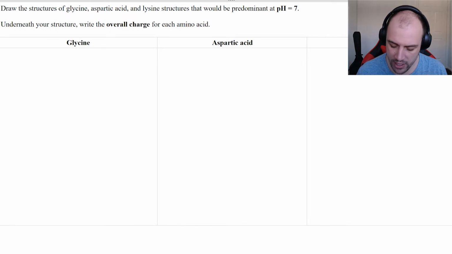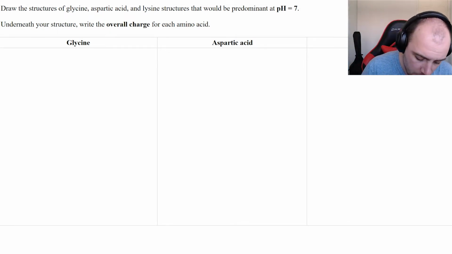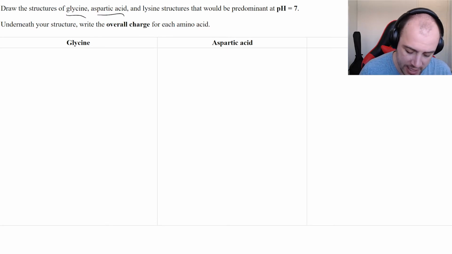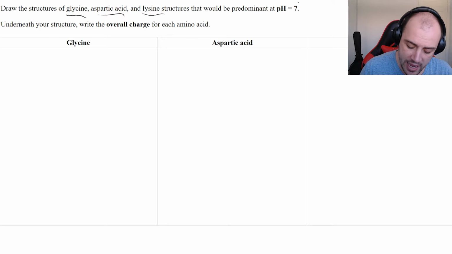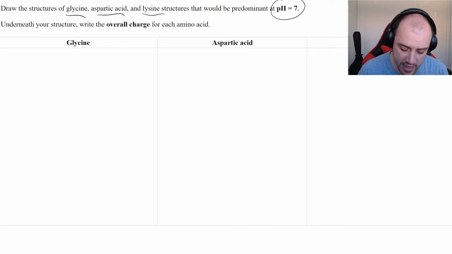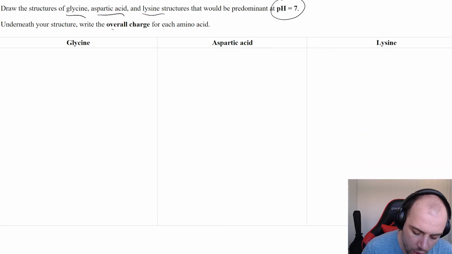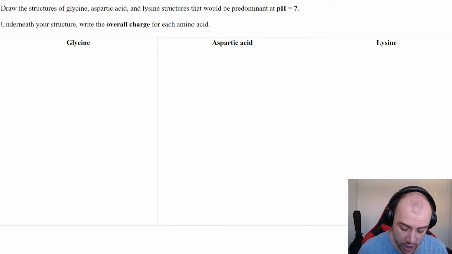So if we have a look down here at our first question, it's saying draw the structure of glycine, aspartic acid, and lysine. Now these structures, it's saying, at a pH of 7, so neutral. So underneath that, we then need to write the overall charge. So this is a bit of a two-part question. So let's start with the first part in terms of just drawing the overall structure.